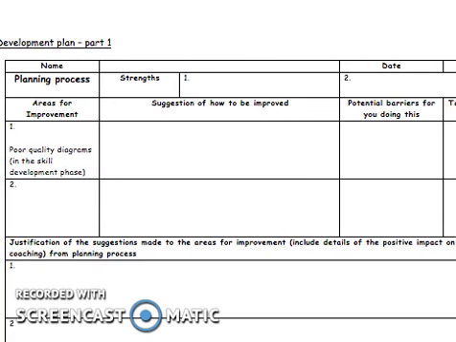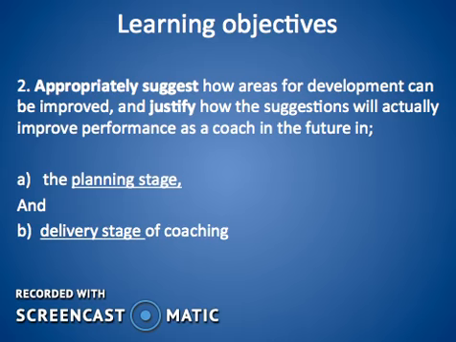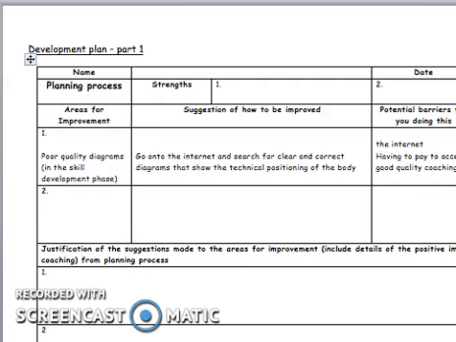So poor quality of diagrams in the skill development phase. So we might have had a bird's eye view diagram, or it could have just been quite unclear. Now, as we move on to what is that merit criteria, looking at appropriately suggesting how the areas for development can be improved. So we're still looking within the planning stage. So remember, that is when we're writing the plan, and following we'll have an example for you.